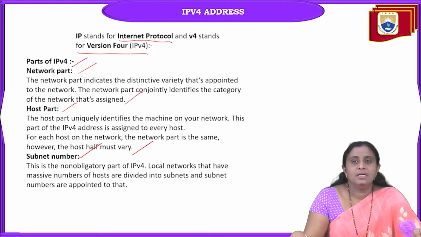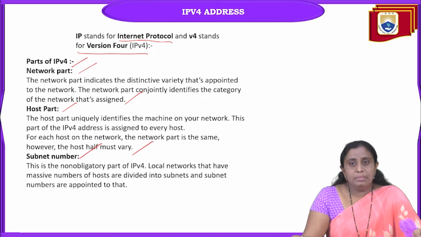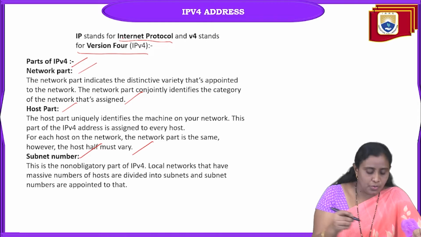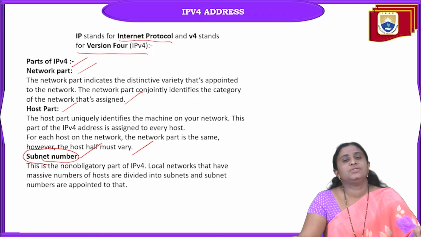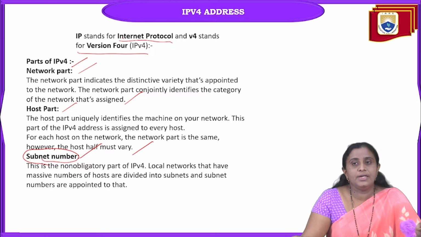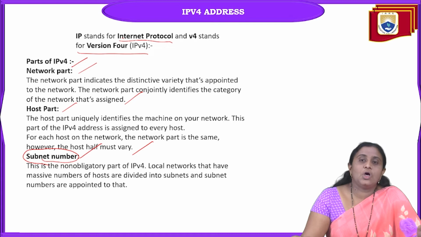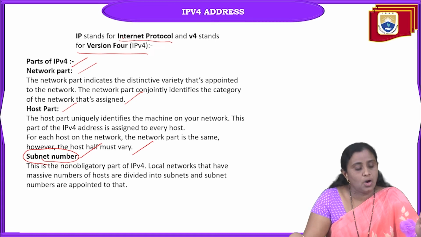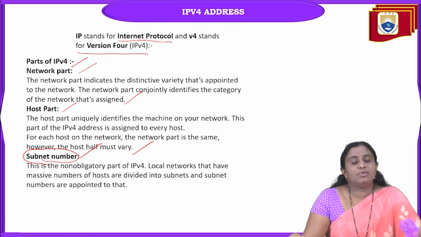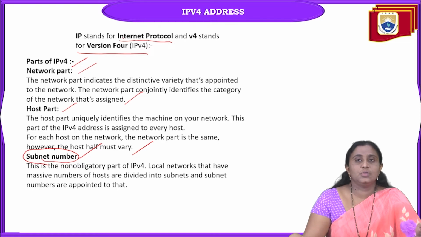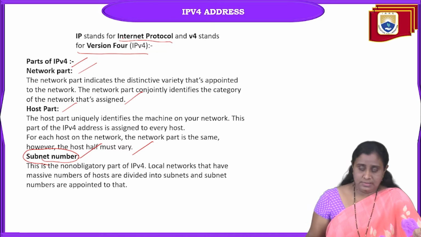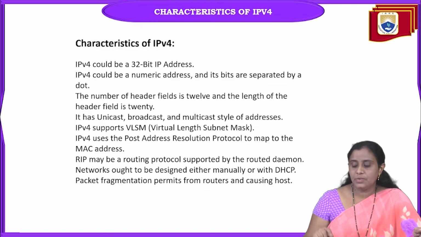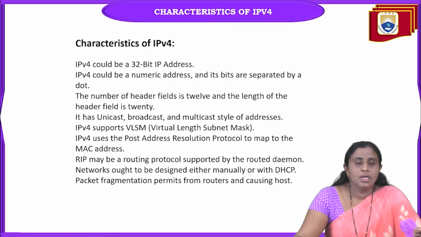Coming to the subnet number, this is the non-obligatory part of IPv4. Local networks or LANs that have a massive number of hosts are divided into subnets, and the numbers are allotted according to that subnet. So these are the three main parts included under the IPv4 standards. Coming to the characteristics of IPv4.